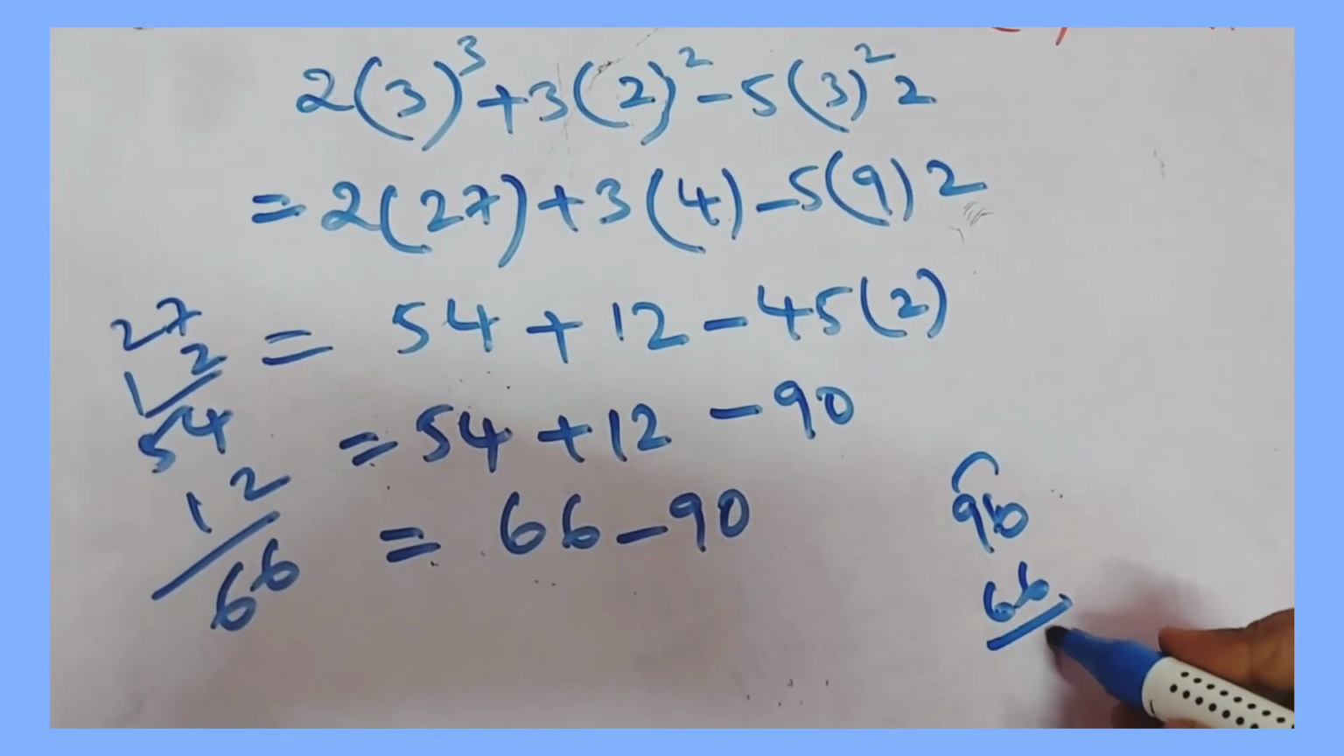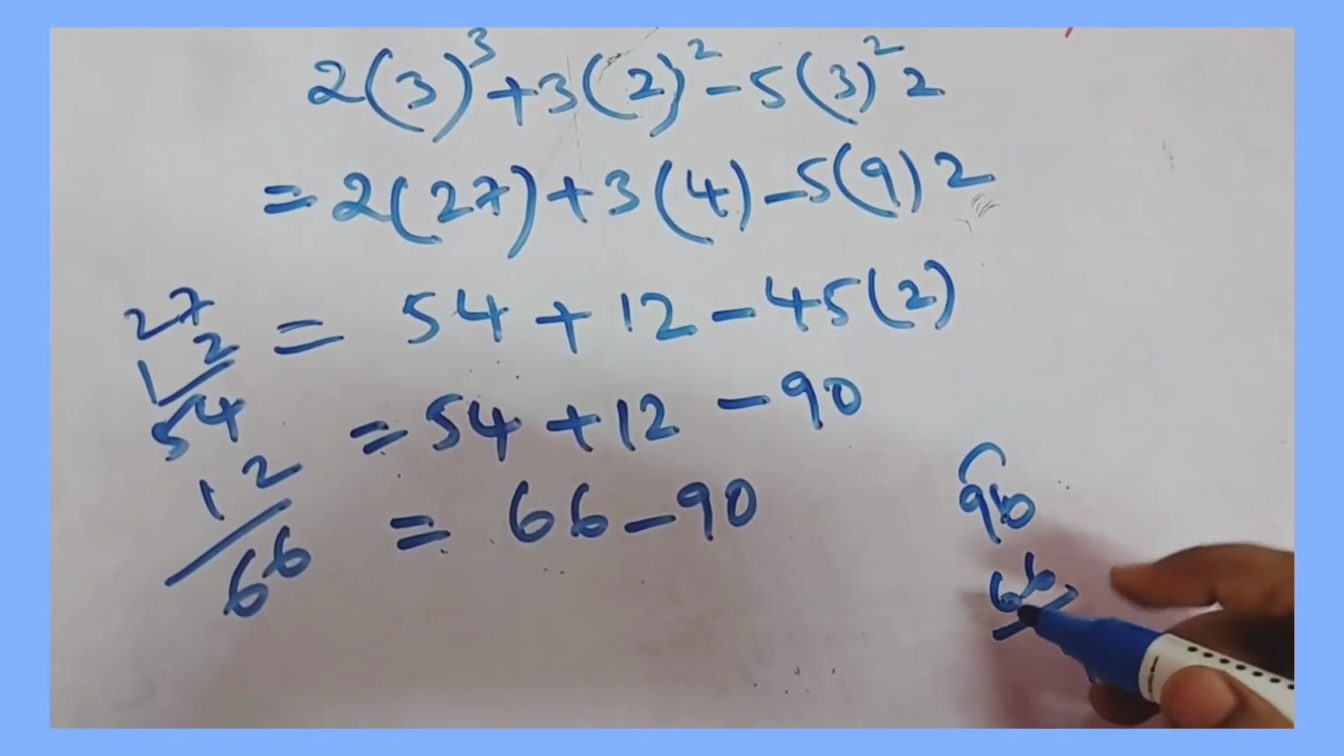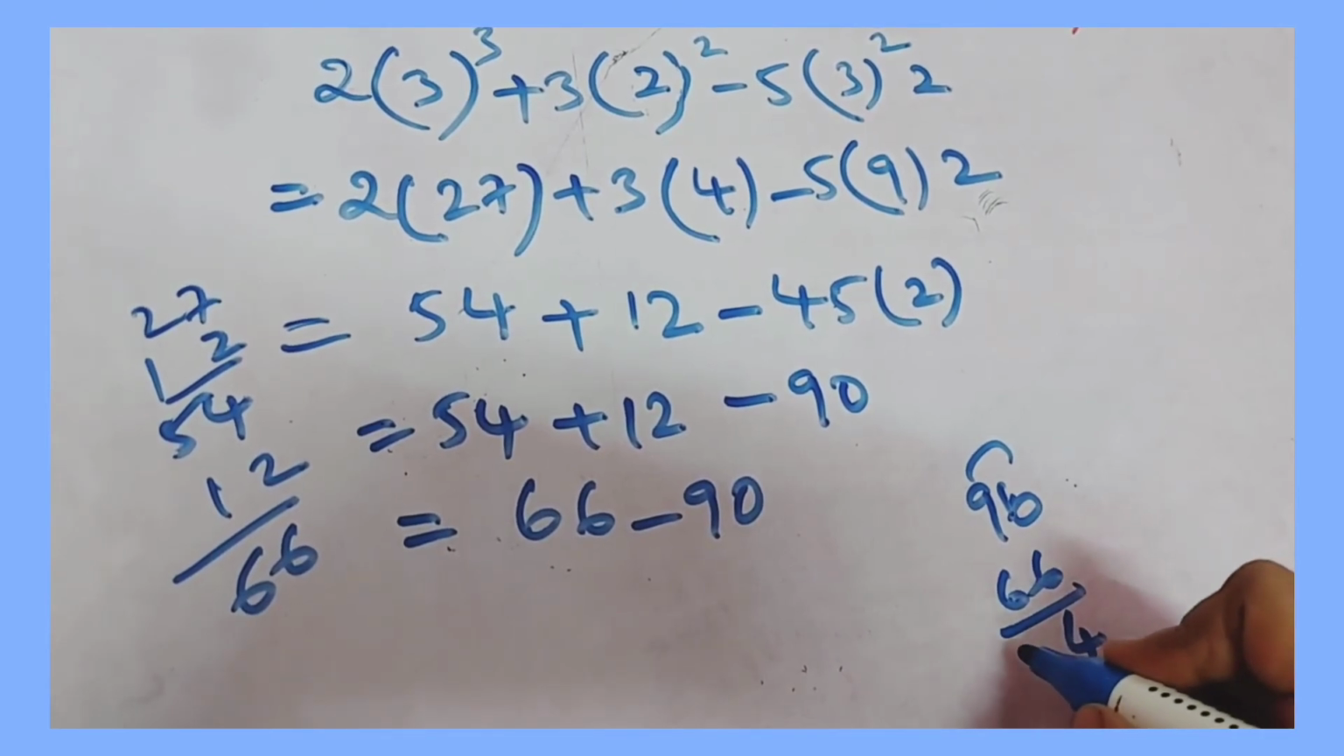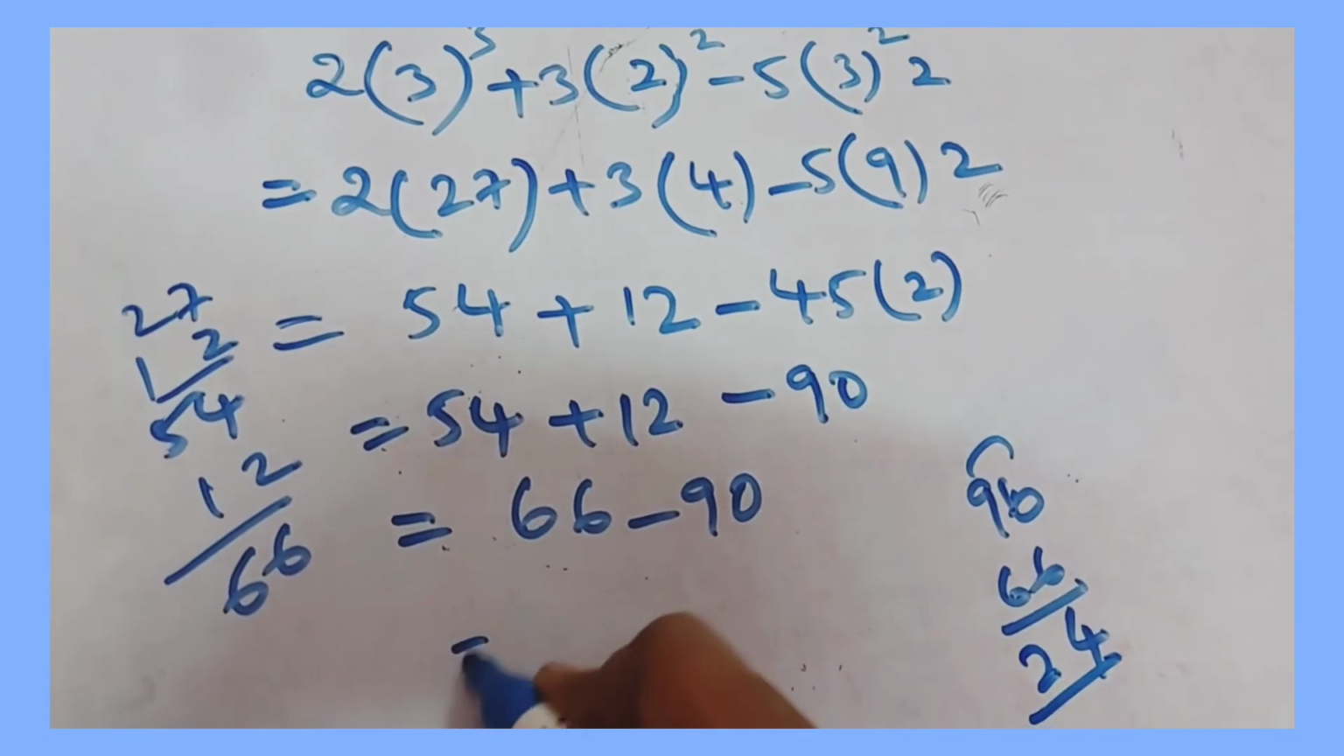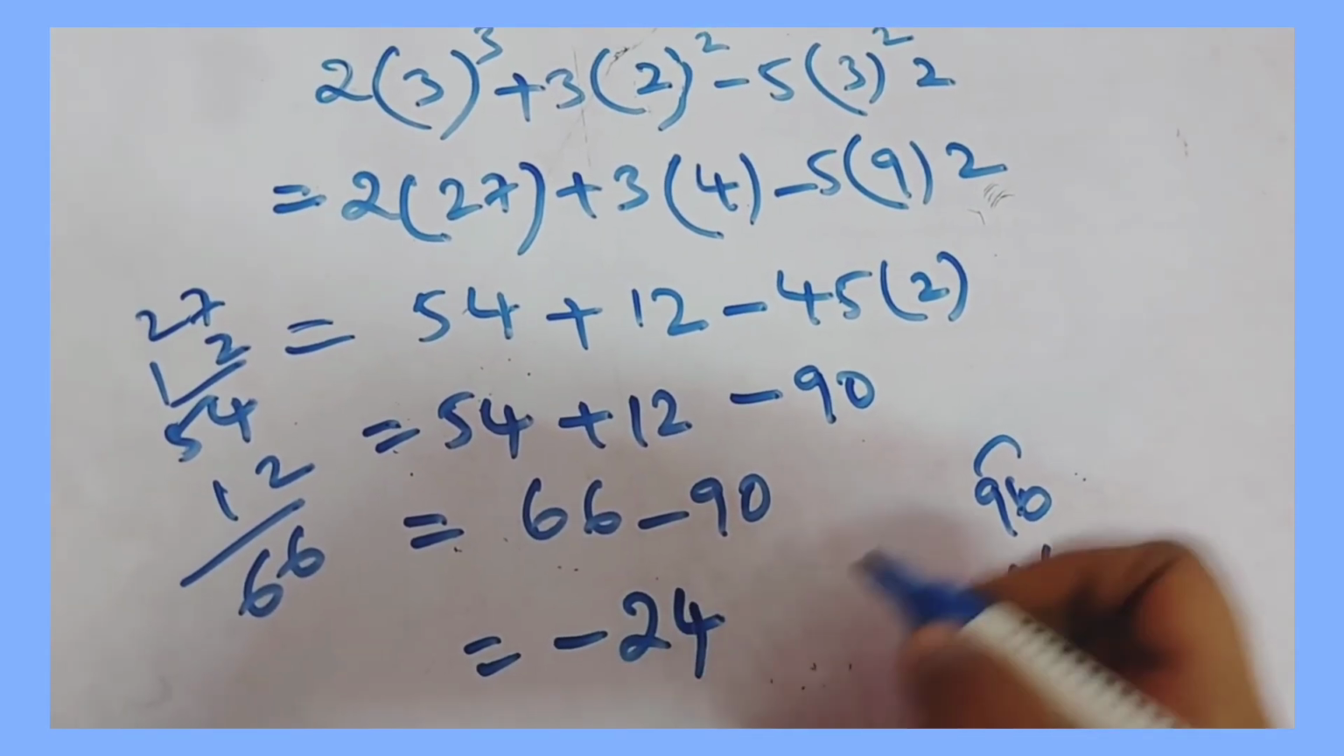So what is 90 minus 66? 10 minus 6 is 4. 8 minus 6 is 2. So the answer is 24, so here it is minus 24.